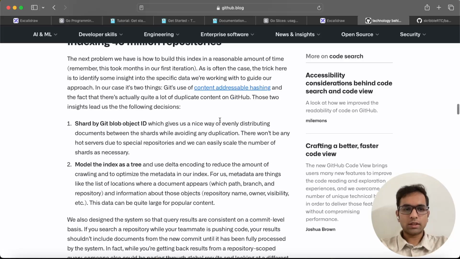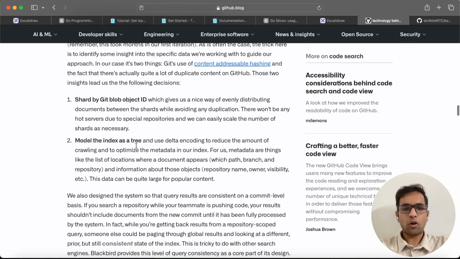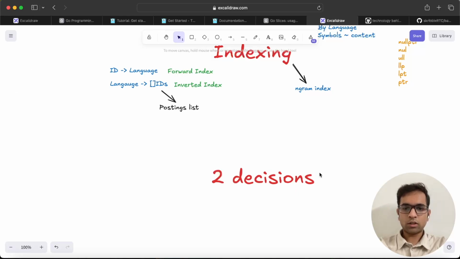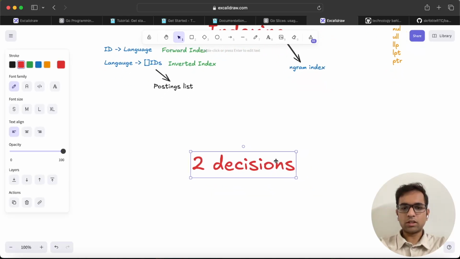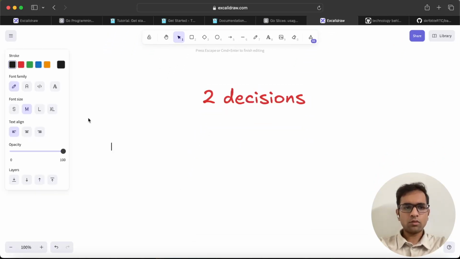There are two things about GitHub: content addressable hashing, which is something that GitHub uses, and another thing is how this is performed, right? These two things have given rise to two major decisions that have been taken by Git. So one decision is that the GitHub.